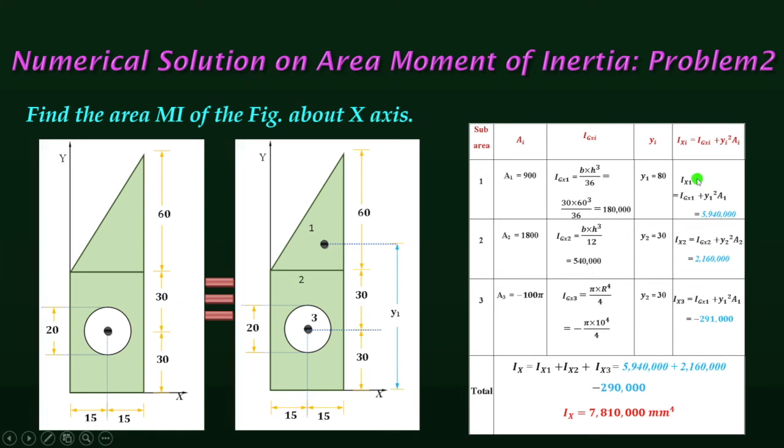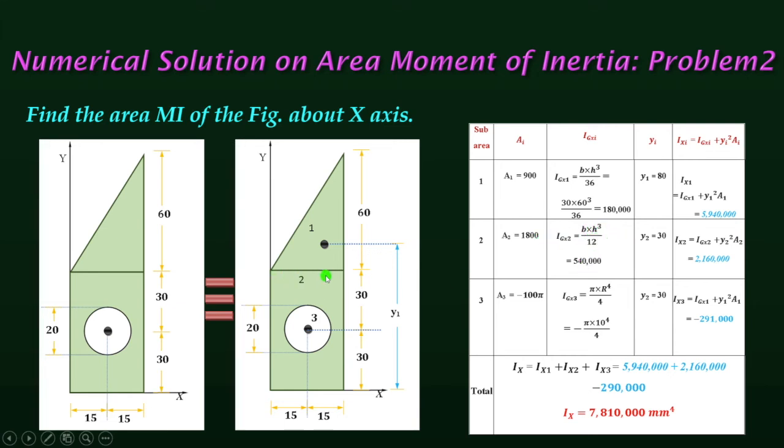Then use the parallel axis theorem here. Ix1 equals Igx1, which we know, plus y1 square A1. Then this is the result. For 2, again this is A2. This into this is equal to what? 30 into 60, 1800.